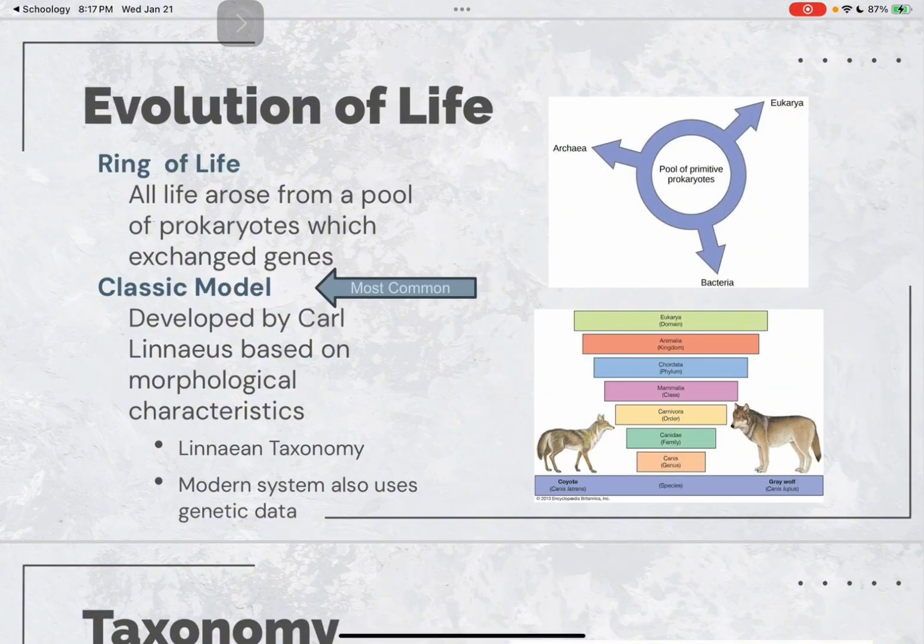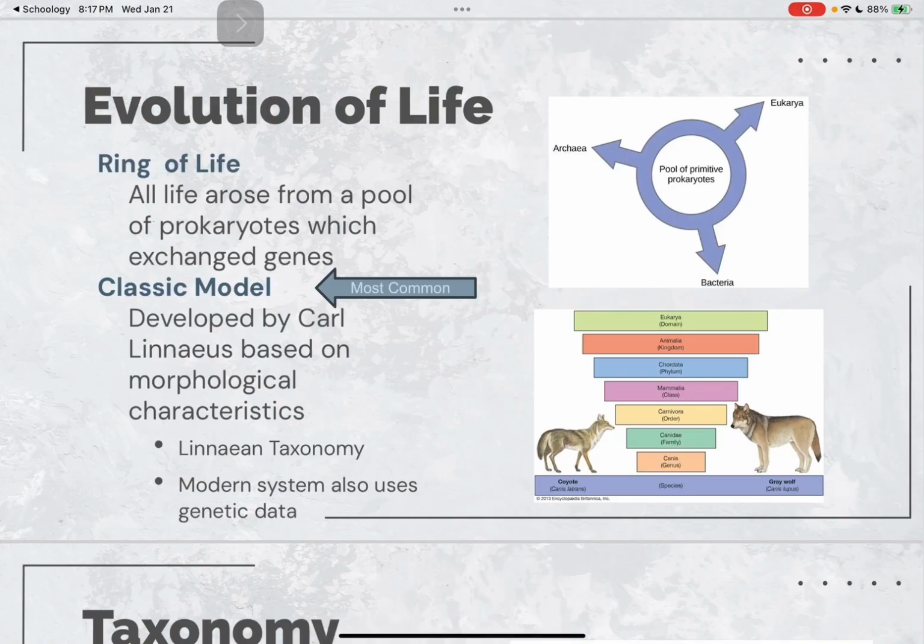Now, a ring of life. Rings of life are meant to show all life that arose from a pool of prokaryotes which exchange genes. So essentially we have this pool full of prokaryotes, but the prokaryotes are different. And when they exchange those genes, the new gene combinations created this diversity. That's one of the ideas.